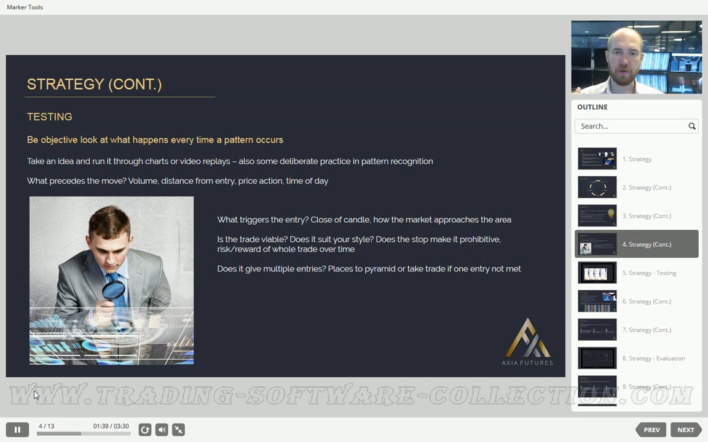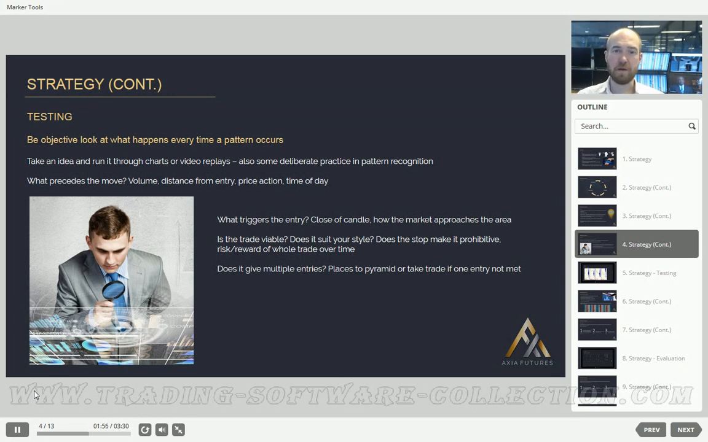What's going to get you to put the trade on? Do you need to see a break of a level? Do you need to see a candle close beyond a trend line? Do you need to see a certain amount of volume trade through the market? That's what's going to tell you where your entry is and allow you to put that trade on.